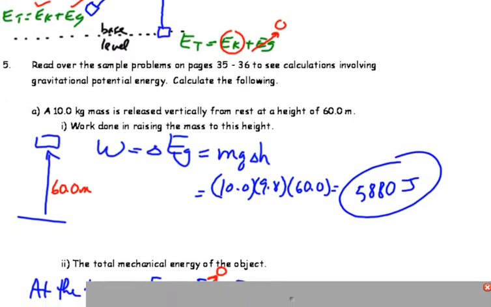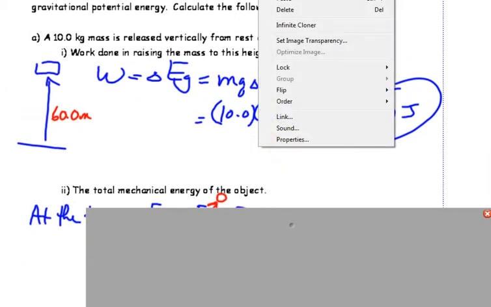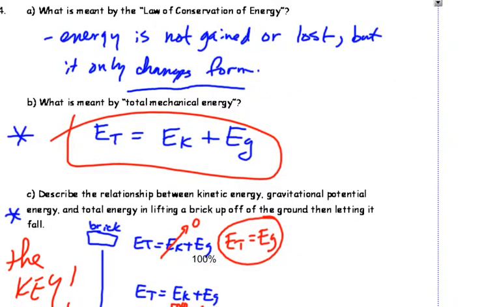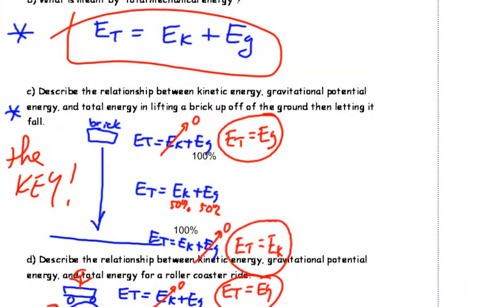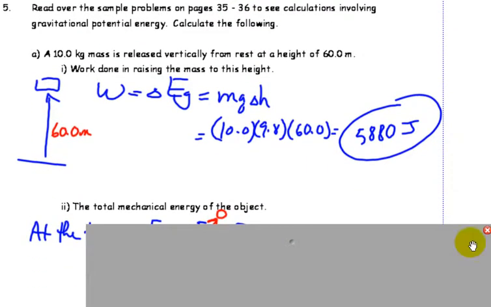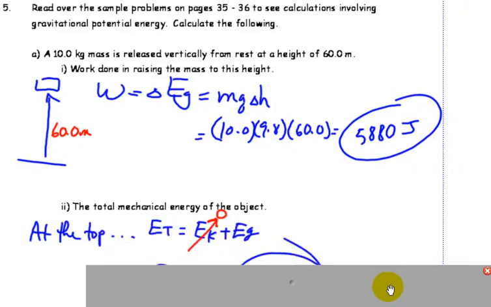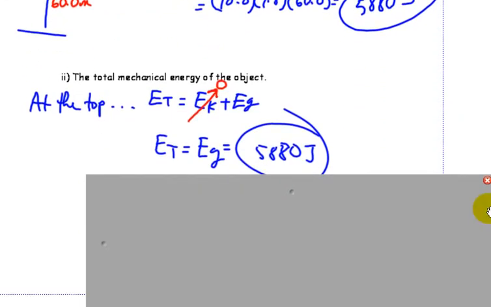What would the total mechanical energy of this object be? Since we know from earlier that lifting something up, I have the key: lifting something up, all of the energy is gravitational. So if this crane or whatever it is lifting something up, all of the energy is going to be equal to what it was at the start in terms of gravitational energy.